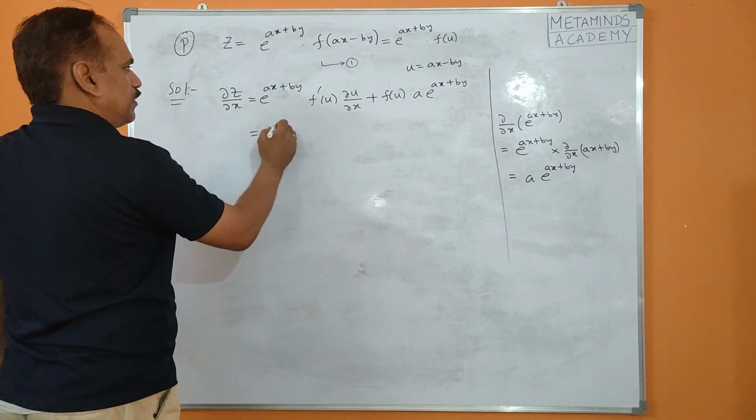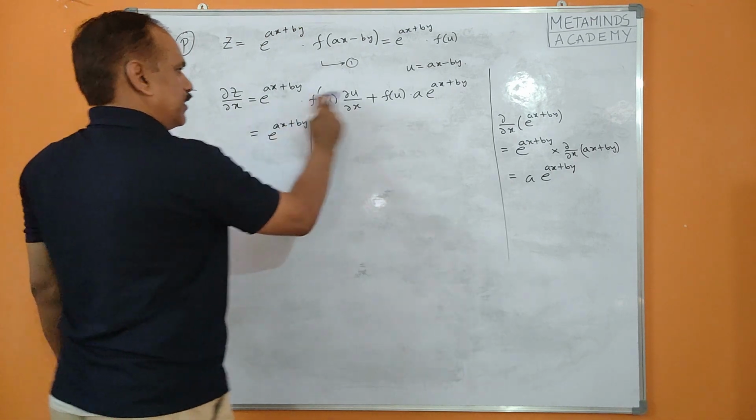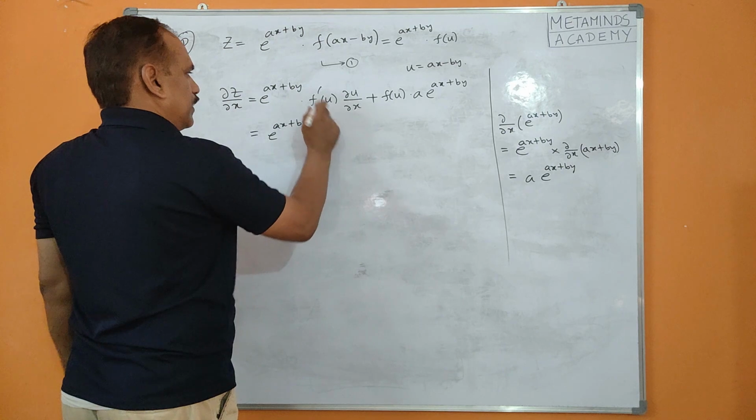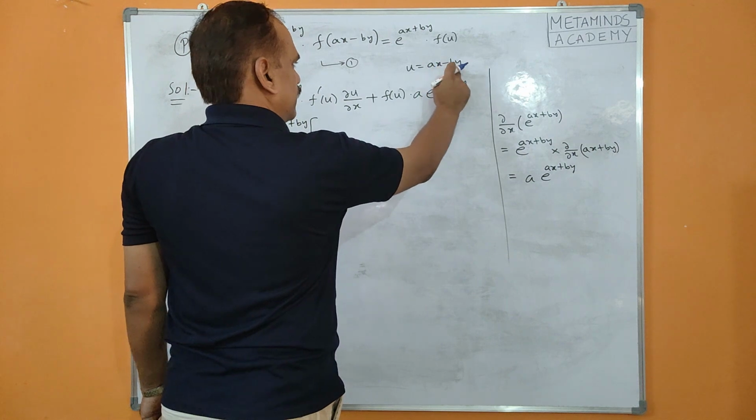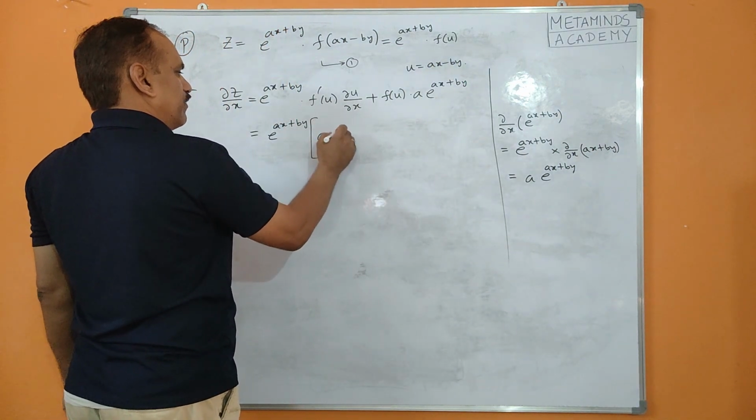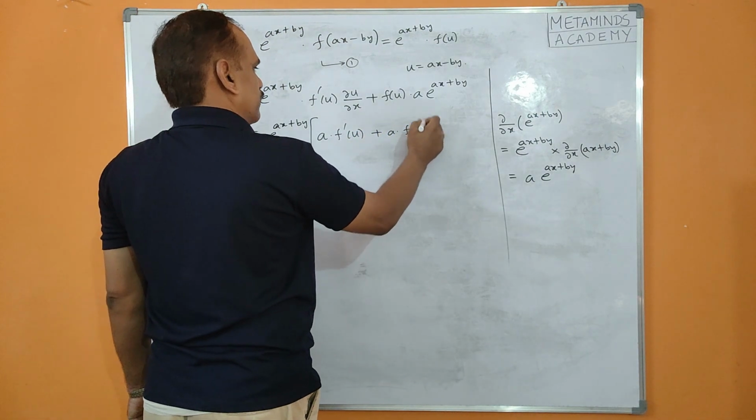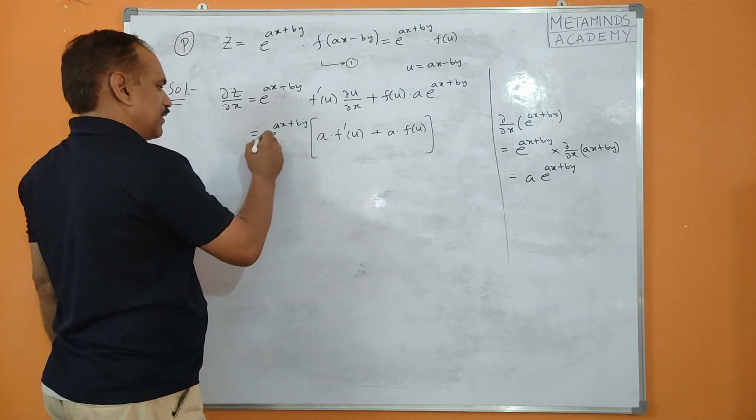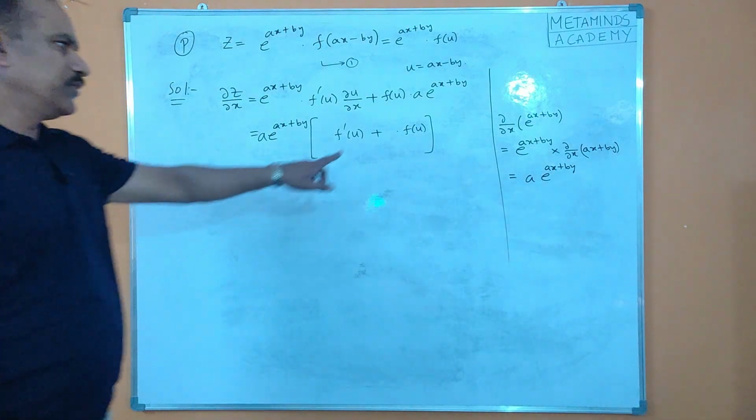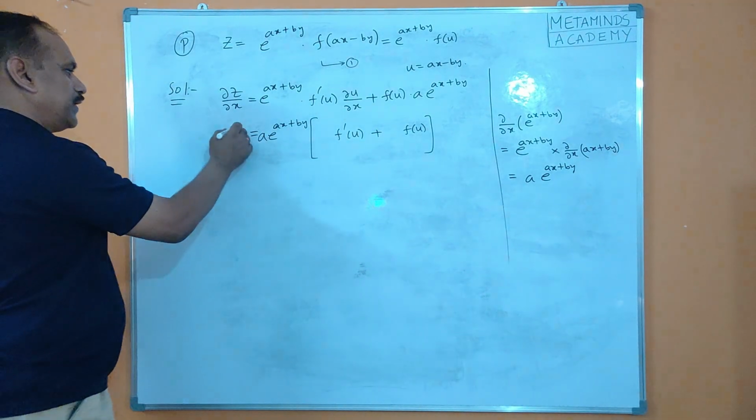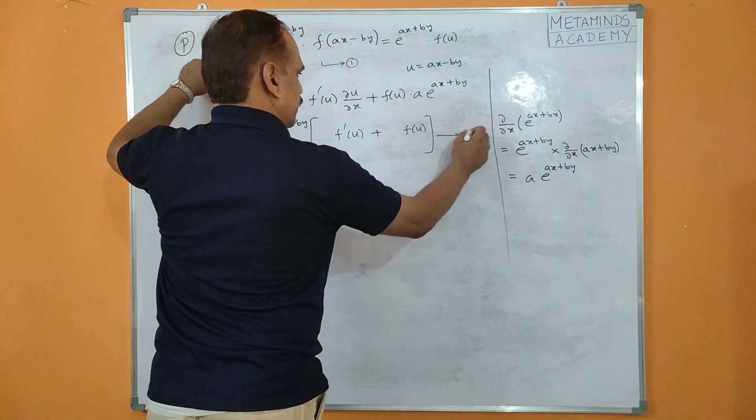And e power ax plus by you can take common in both. F dash u into, what is dou u by dou x? Dou u by dou x is a into 1 minus 0, a. A into f dash u plus a into f of u. That means you can also take a out of this. F dash u plus f of u we got. This is P. Similarly, differentiate equation 1, you name it as 2.